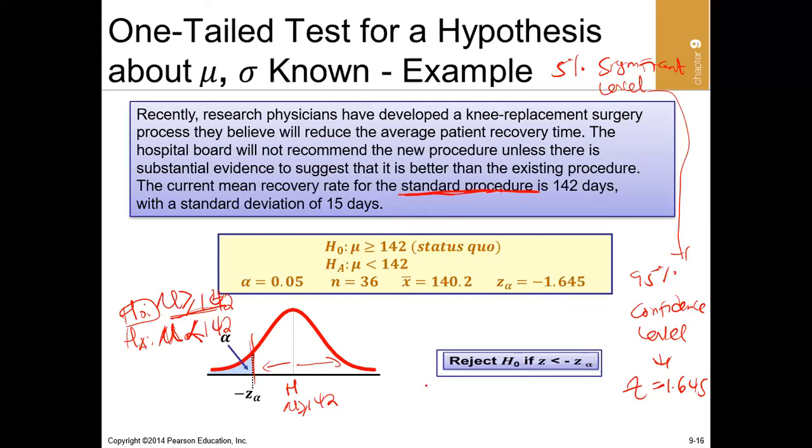So now let's go through the procedure of solving the question. This is what we are looking for. We are saying that the standard procedure currently is that the average recovery number of days is 142. And we are looking for a new procedure in a research that should be less than 142.